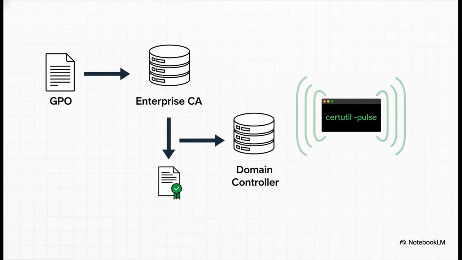Now, if you are actively facing these authentication failures right now, you're in an emergency management scenario. The immediate remediation step is to ensure you have auto-enrollment configured via a group policy object that points to your enterprise CA. If you make changes and need to force an immediate update to bring those authentication services back online fast, you drop into the command line and run certutil -pulse.